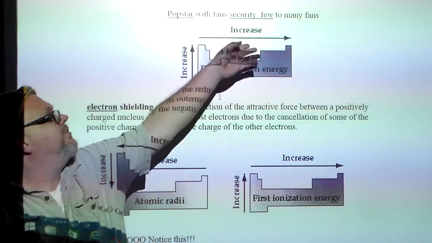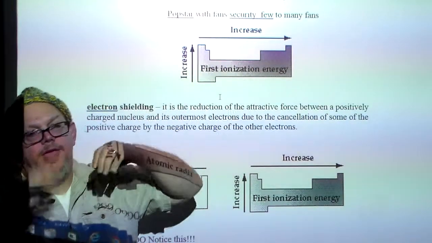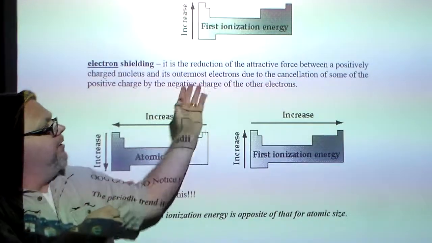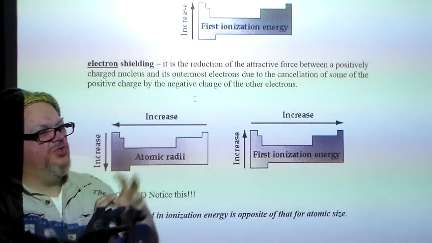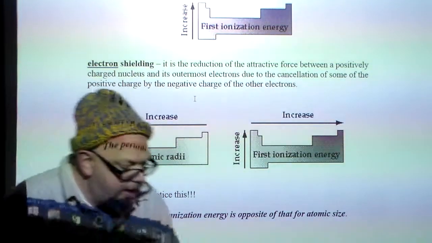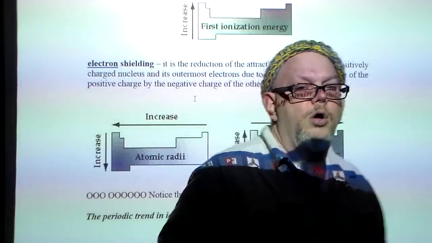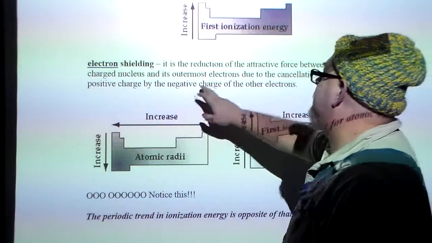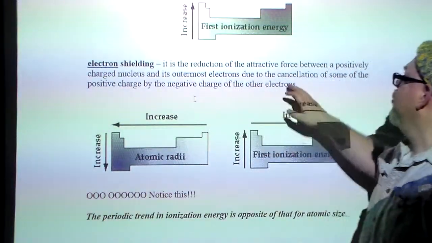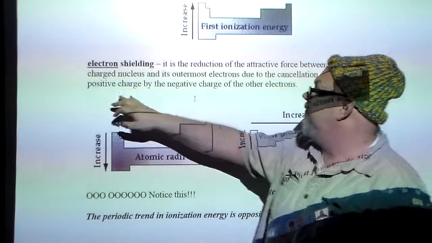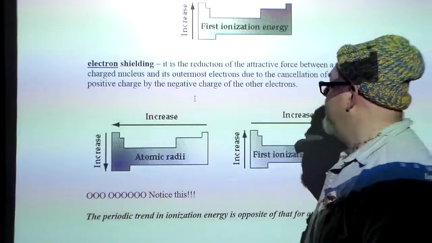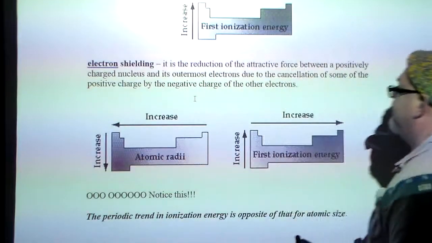Pop star fans with security, from few to many fans out there. Okay. We talk a little bit about electron shielding, just a tiny bit. Here's the idea. You can cut down on the amount of attractive force between a positively charged nucleus and the outermost electrons due to the cancellation of some of the positive charge by the negative charge of the other electrons. Wait a minute, what do you mean? Stop and think about this for a moment.